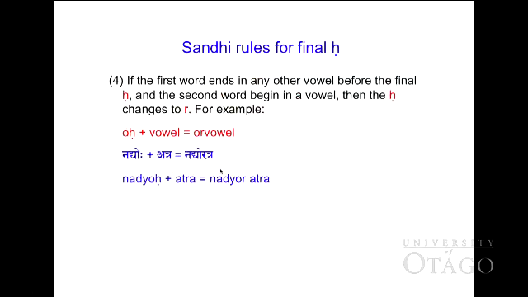Rule number 4: if the first word ends in any other vowel before the final ḥ and the second word begins in a vowel, then the ḥ changes to r. For example, oḥ plus vowel, so change ḥ to r. Example, Natyoḥ plus atra, so it will be natyoratra.